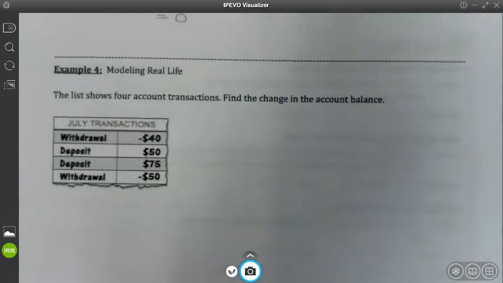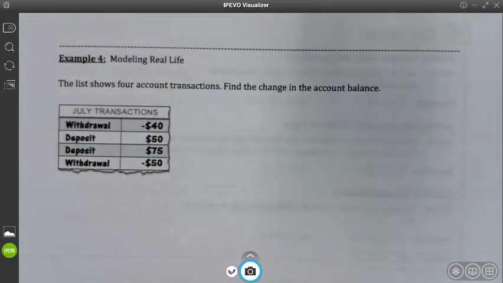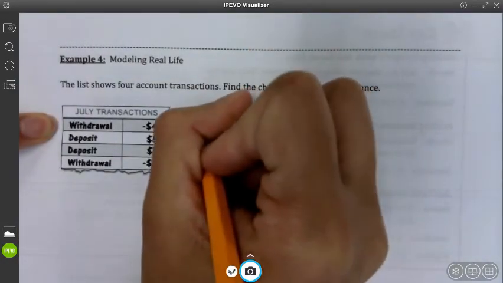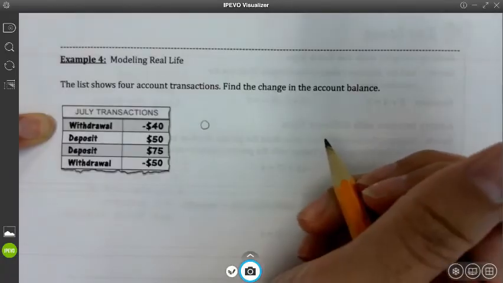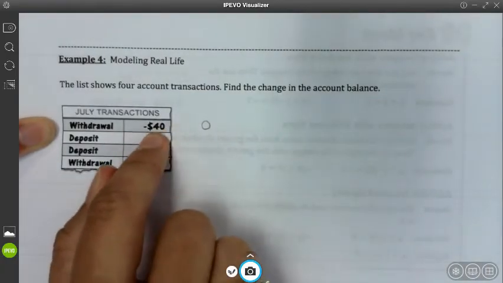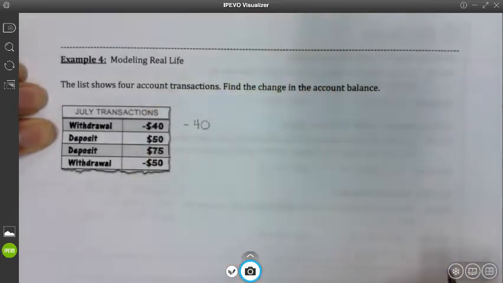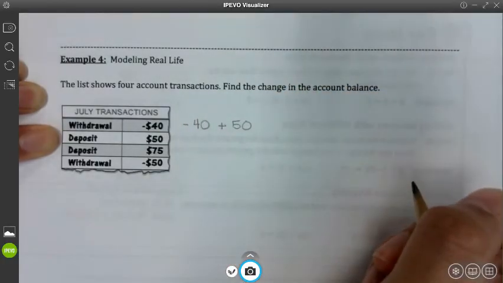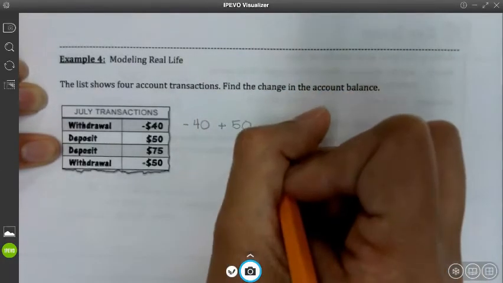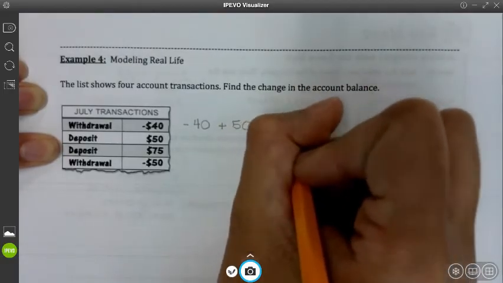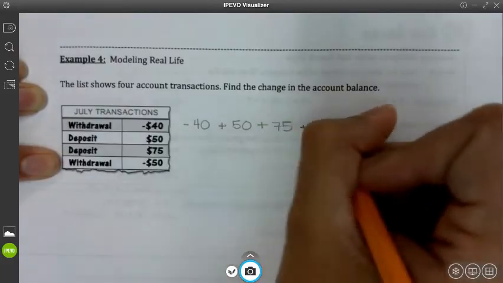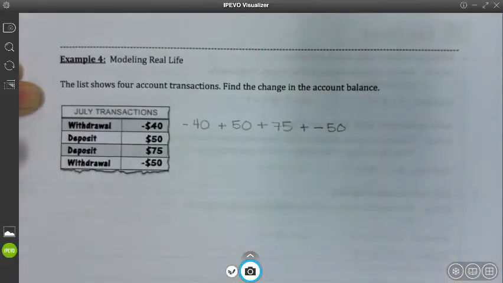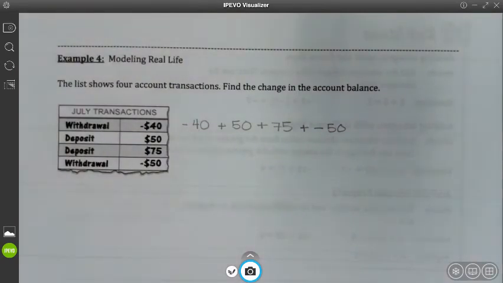Okay, last example. Modeling real life. The list shows 4 account transactions. Find the change in the account balance. So we're going to start at 0. And then we're actually going to go to -40. So we're actually going to start at -40. Then we are going to deposit, which means put in 50. Then we are also going to deposit 75. And then we are going to withdraw 50. So that represents -50, right? Withdraw means take out, deposit means put in.